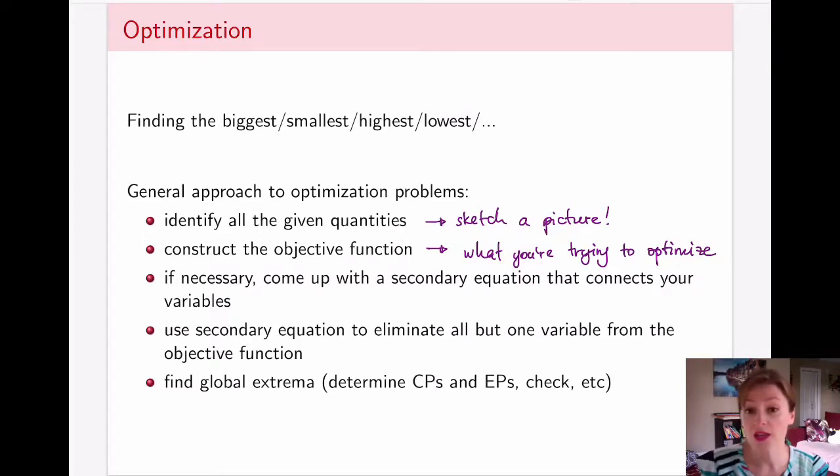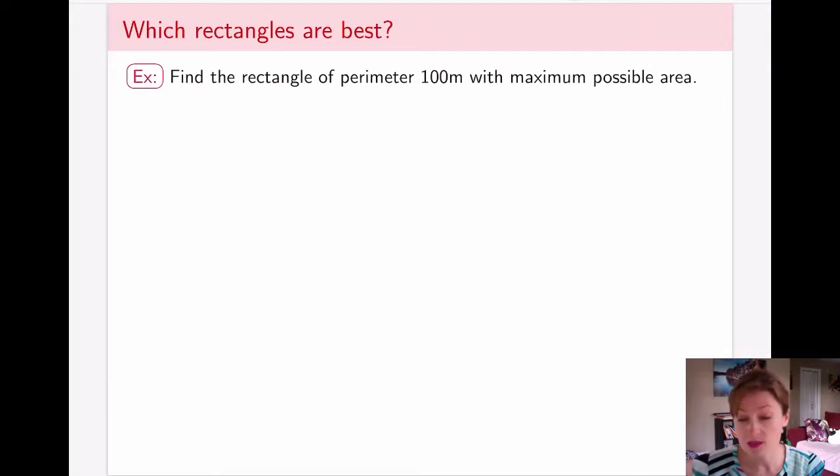So let's take a look at the very first, simplest optimization problem. I titled it, which rectangles are best? Again, it really depends on what your definition of best is. And in this first slide, I am looking to find a rectangle of a fixed perimeter, 100 meters, let's say, with maximal possible area. This really is a fairly realistic problem.